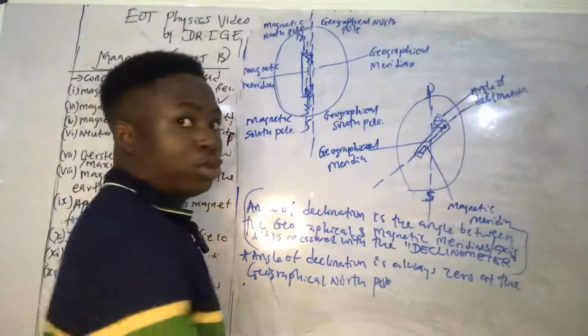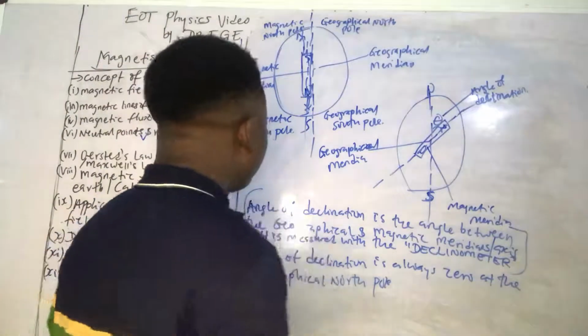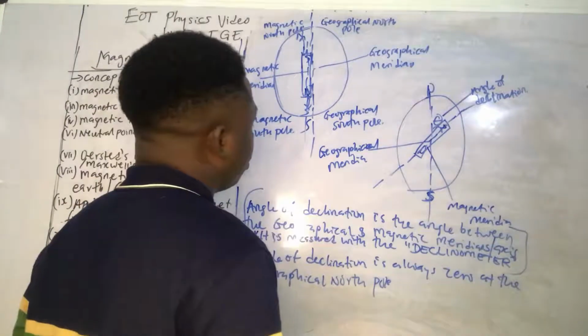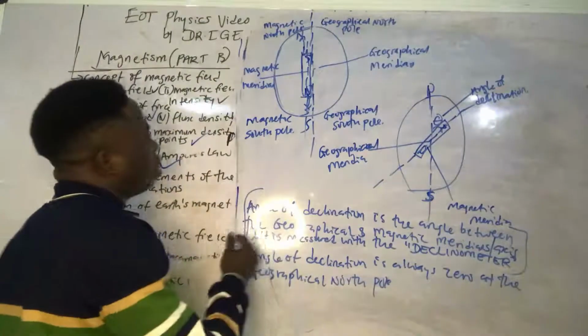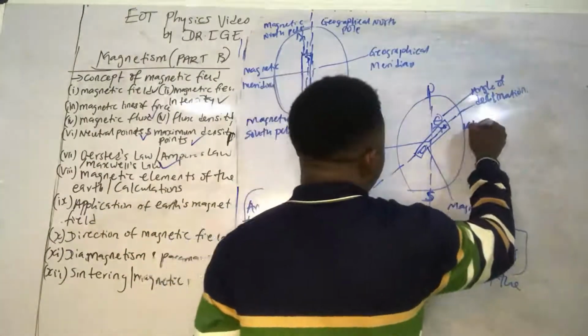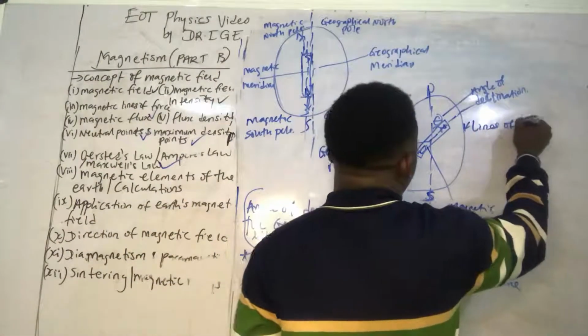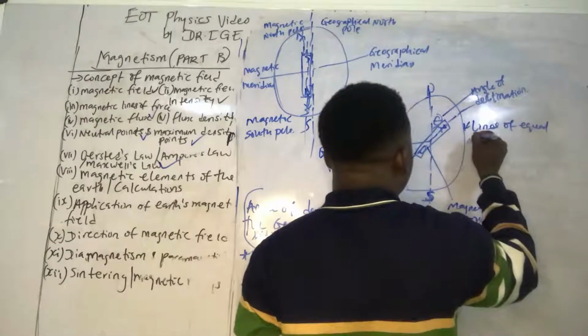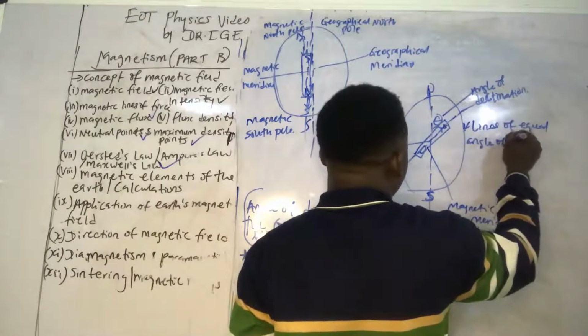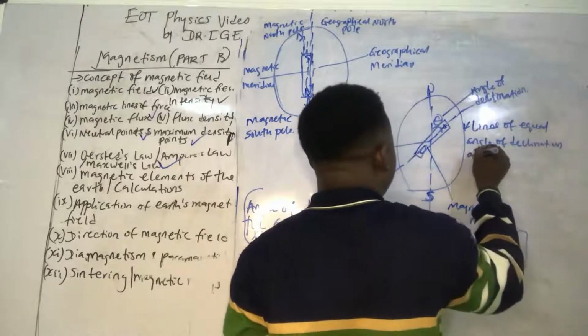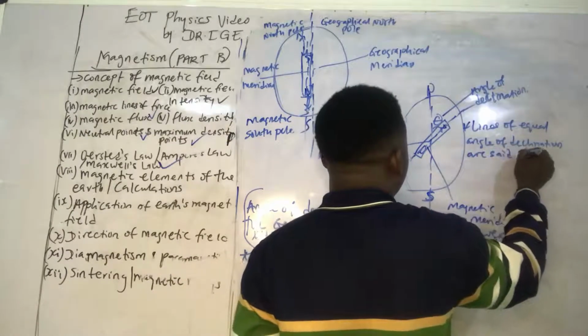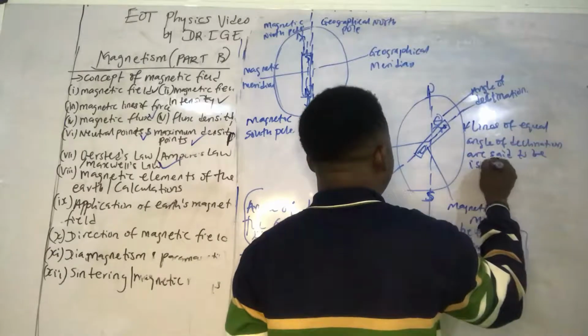Okay. Then next one to talk about is that lines of equal angle of declination are said to be isogonic.